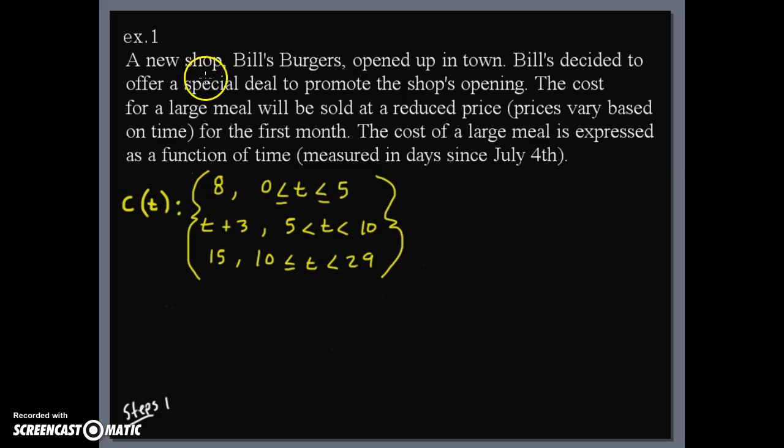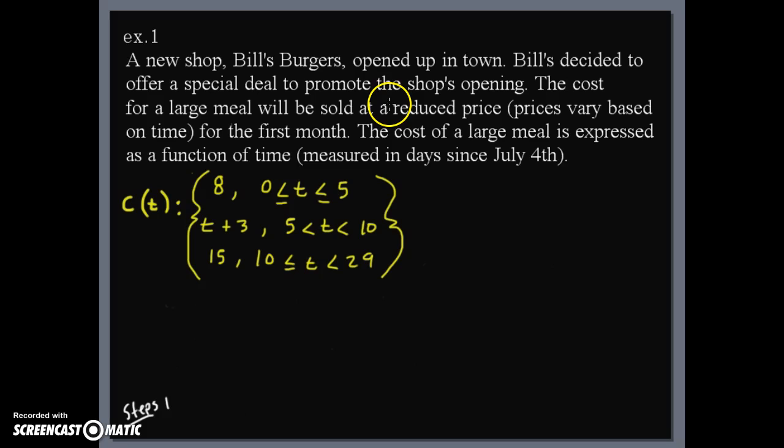A new shop, Bill's Burgers, opened up in town. Bill's decided to offer a special deal to promote the shop's opening. The cost for a large meal will be sold at a reduced price, and in parentheses it says prices may vary based on time for the first month. The cost of a large meal is expressed as a function of time measured in days since the 4th.